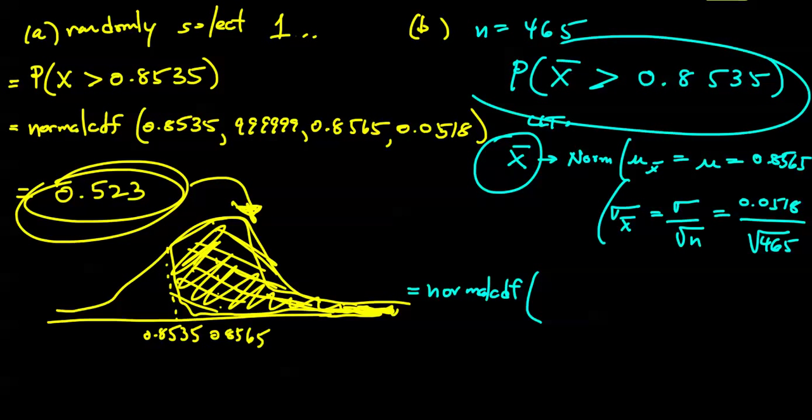I consider the limit here. The left bound is going to be 0.8535, will it not? The right bound, well, theoretically, x bar goes off to positive infinity. So I'll use 999,999 as an approximation for positive infinity.